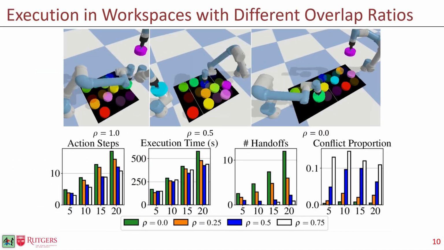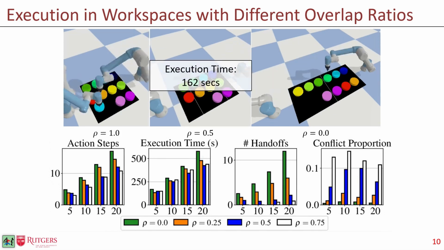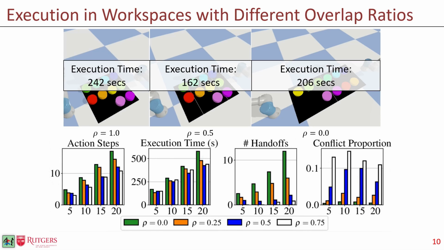We also evaluate the performance of our algorithms as the overlap ratio varies. When the overlap ratio is high, fewer handoffs are needed, but the robot arms spend more time yielding to each other in the shared workspace. When the overlap ratio is low, there are fewer path conflicts to resolve in the workspace, but more objects need to be handed off to reach the goal positions. Due to the two factors, the execution time shows a shallow U-shape as the overlap ratio increases.